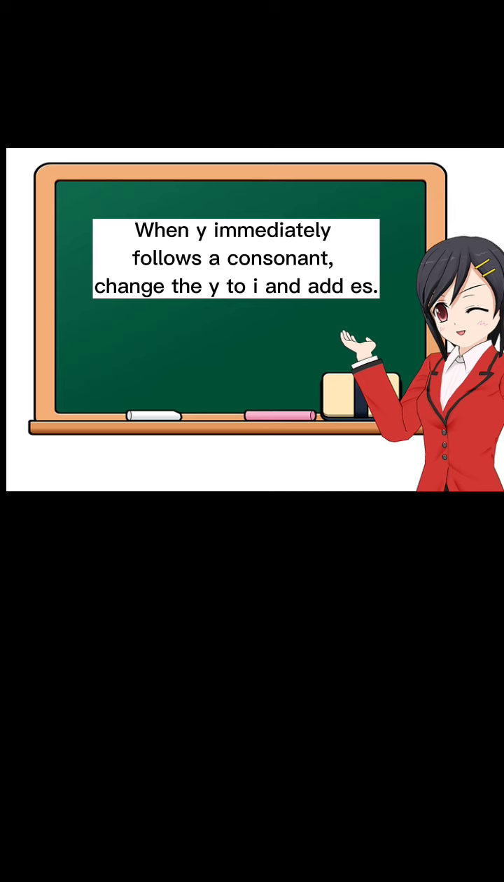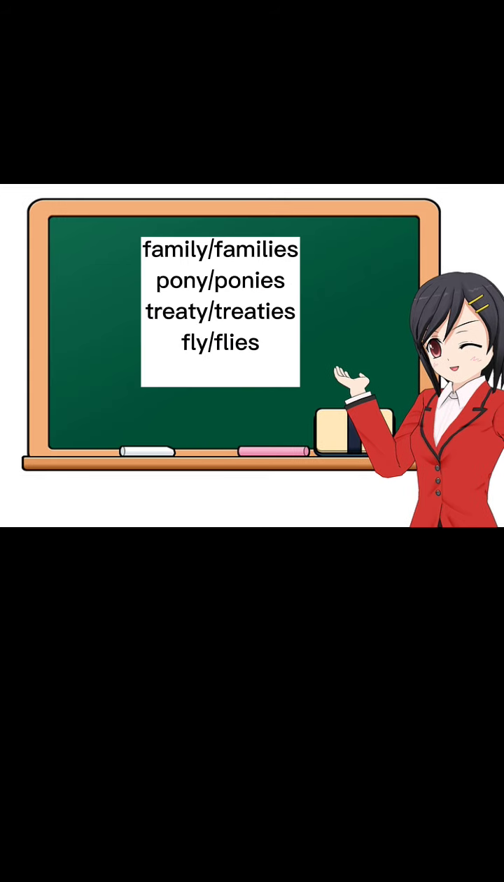Another usage: when y immediately follows a consonant, change the y to i and add es. So here are the following examples of how we change y to i and add es, like family, families, pony, ponies, treaty, treaties, fly, flies. Now in all these words, before y there is a consonant, and if we want to make its plural, then we just add ies.